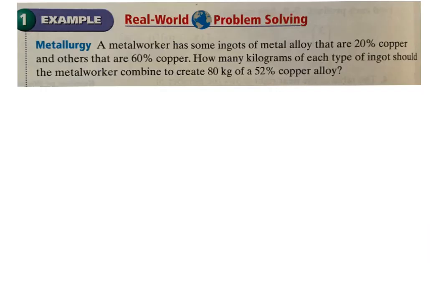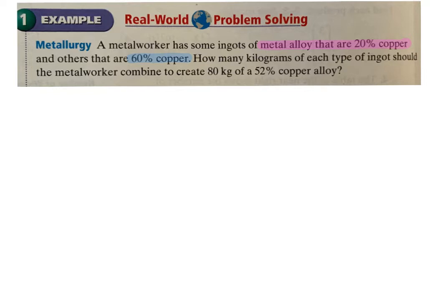Let's look at the first example. A metal worker has some ingots of metal alloy that are 20% copper and others that are 60% copper. How many kilograms of each type of ingot should the metal worker combine to create 80 kilograms of a 52% copper alloy? All right. Lots of information here. The first type of metal alloy is 20% copper. The second type of metal alloy is 60% copper.